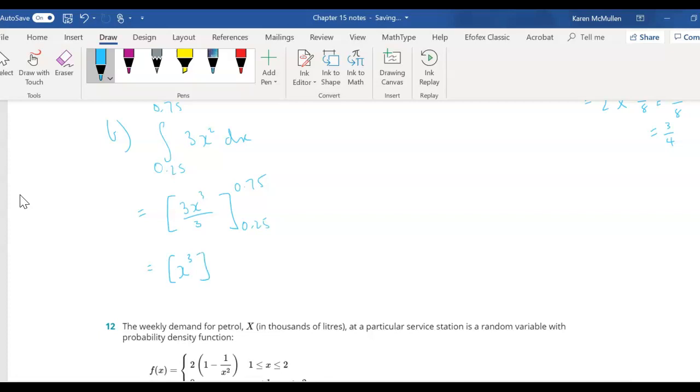And I'm going to use fractions, so that's a quarter and this is 3/4. So we're left with 3/4 cubed minus 1/4 cubed. So that's 27 on 4 cubed, which is 64. And then we've got minus 1 on 4 cubed, 64. So 8 on 64 is 1/8.